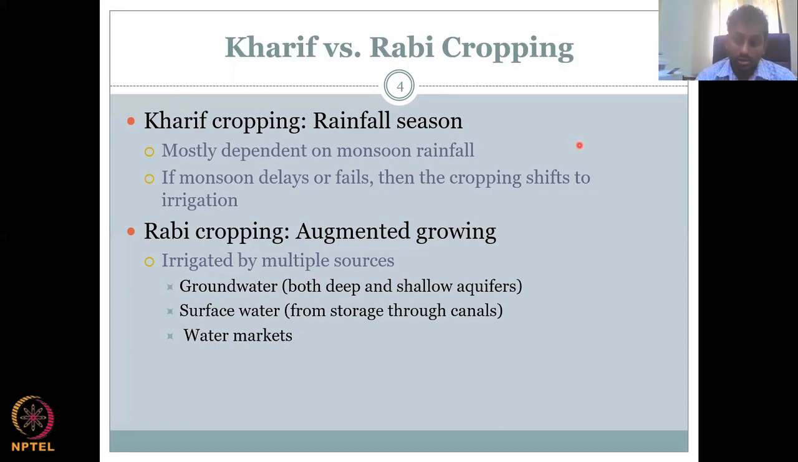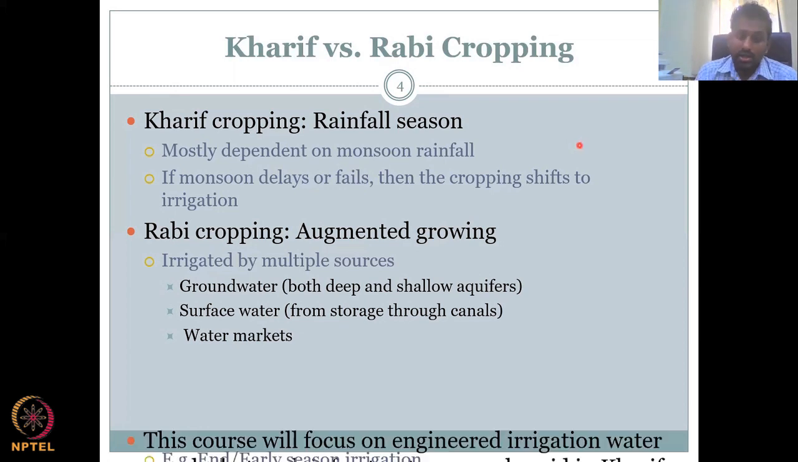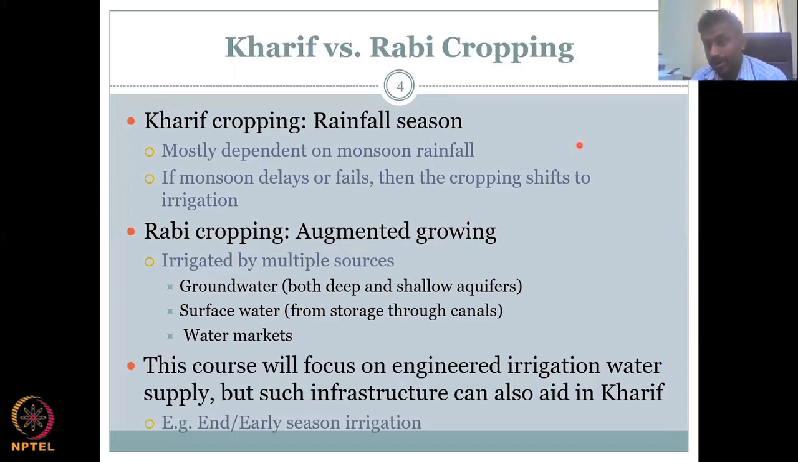Then you have surface water stored from big dams or smaller and medium dams. And then the water is routed to the fields through canals in the Rabi period. And then you have water markets where people sell water tankers to support whatever livelihood you want to have. It could be industry, it could be agriculture, or even domestic use. So water markets are available, and that can also augment Rabi crops.